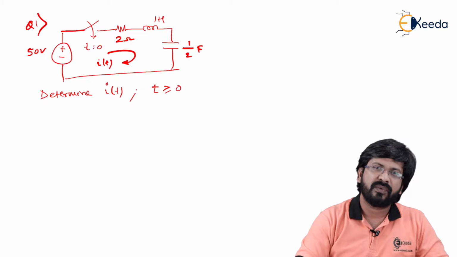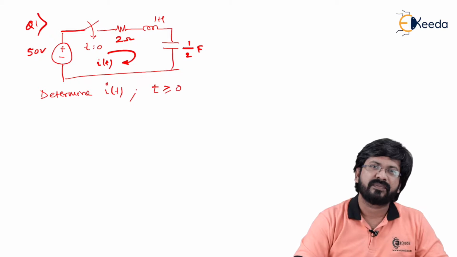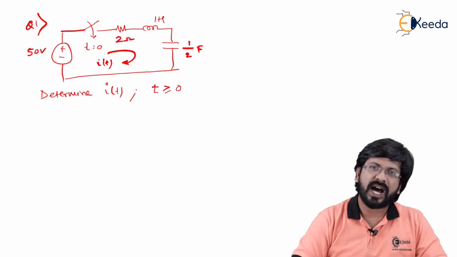Please remember, whenever you have to get i(t) for t greater than 0 or v(t) for t greater than 0, and if the circuit is RL or RC circuit, a traditional time domain approach is valid. That is, v(t) is equal to V_SS plus k into e to the power minus t by tau for voltage, and I_SS plus k into e to the power minus t by tau for current is valid. But when it comes to an RLC circuit, those methods are not applicable.